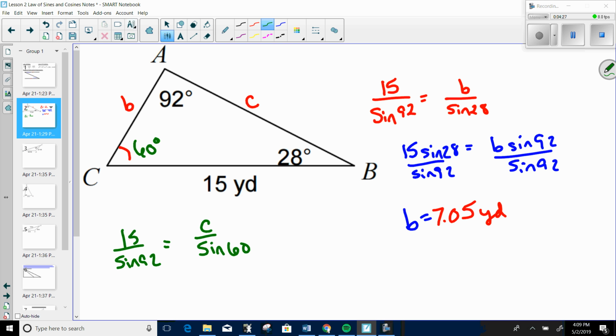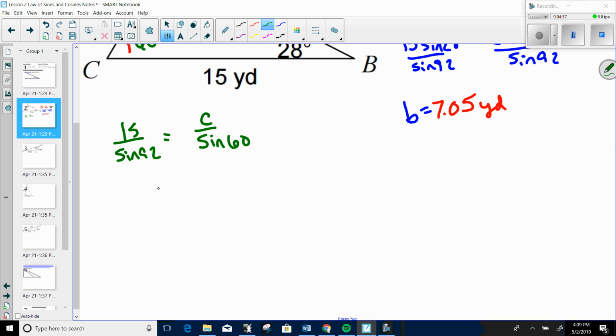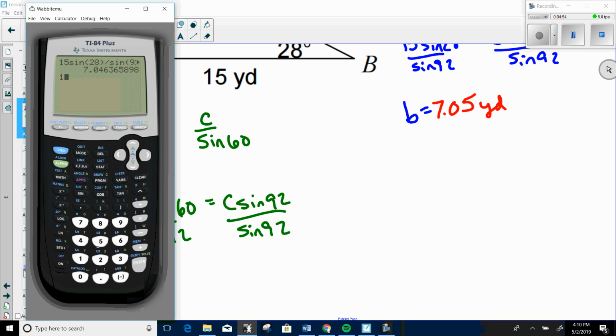Again, I'm going to use the 15 and 92 because those are numbers that were given to me. 7.05, we could use it, but it's rounded, and it's not going to be as accurate. So we want to use the numbers that we know for sure. Cross multiply and solve, and I'm going to get 15 sine 60 equals C sine 92. Divide sine 92 to the other side. Use the calculator and type it in. And we're going to get 15 sine 60 divided by sine 92.